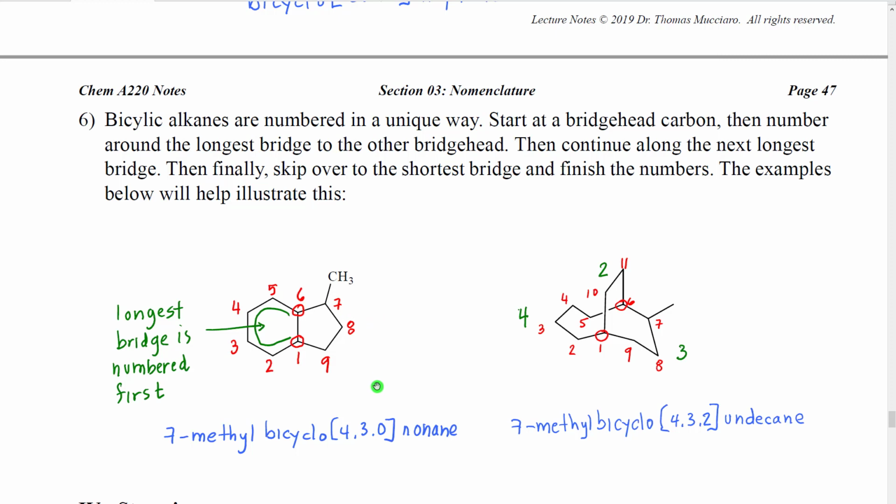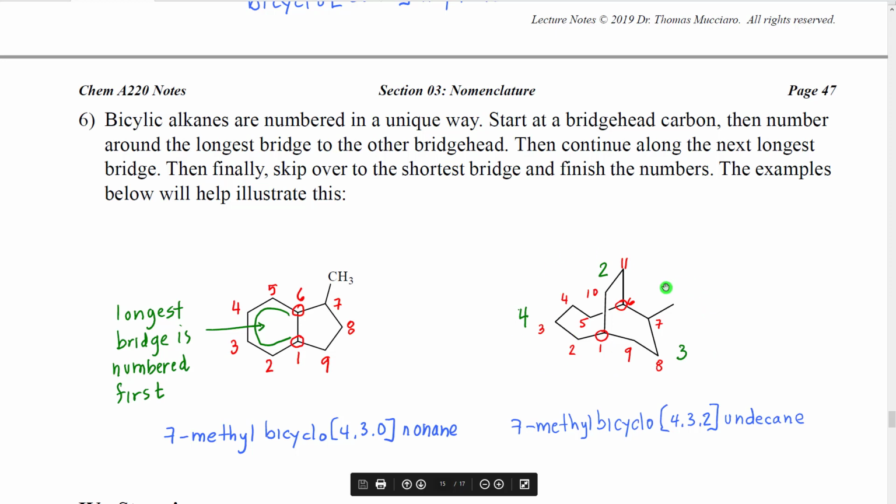Okay, so then naming wise, we already named the bicyclic molecule. We said it was bicyclo[4.3.0]nonane. So then we would just add the substituent name and its number, 7-methyl, in front of that.